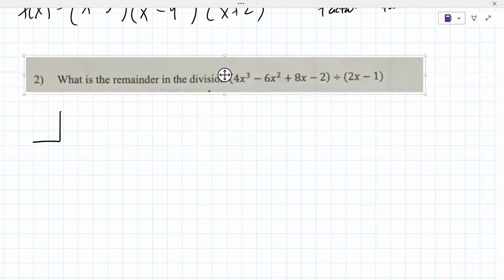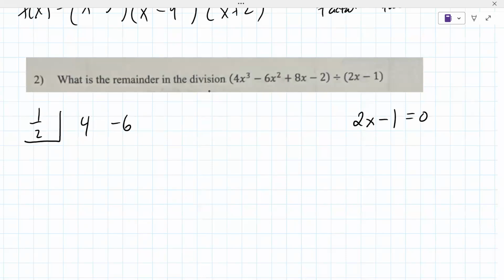So you have to first figure out the number that goes in the box. You do that by setting 2x minus 1 equal to 0. Could you solve that and tell me what that is for x? So 1/2. Right? Yes. Okay, and so the coefficients 4, -6, 8, and -2.